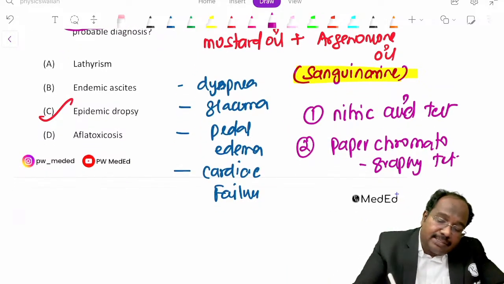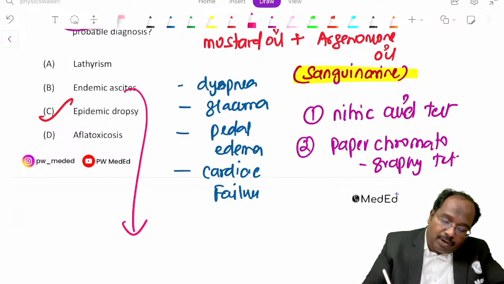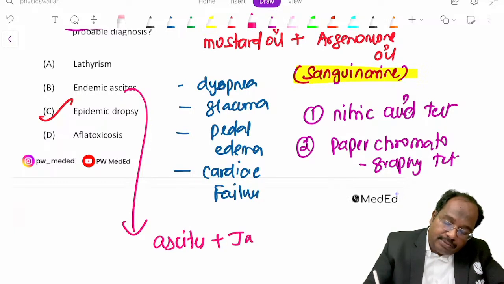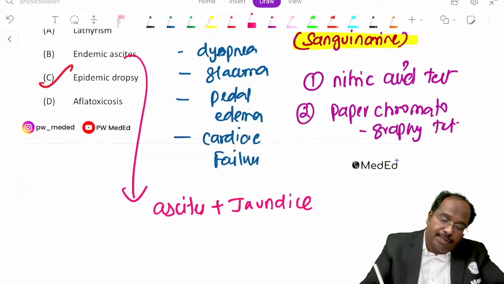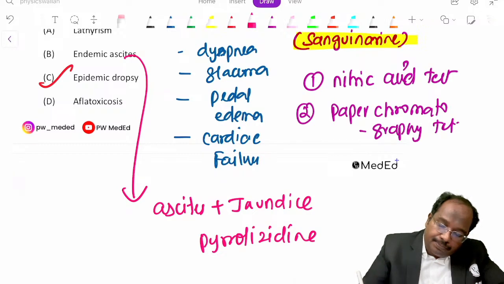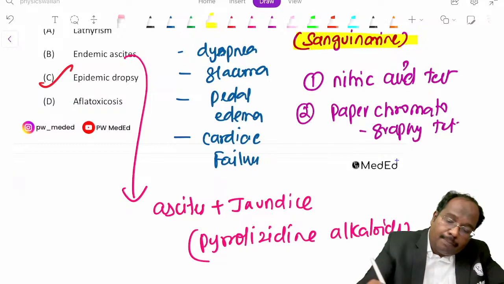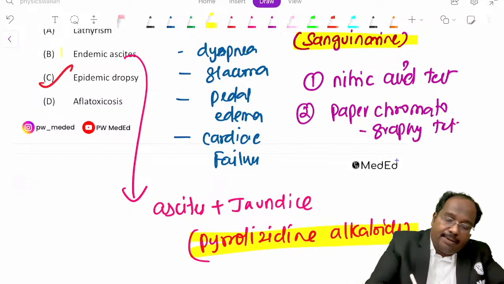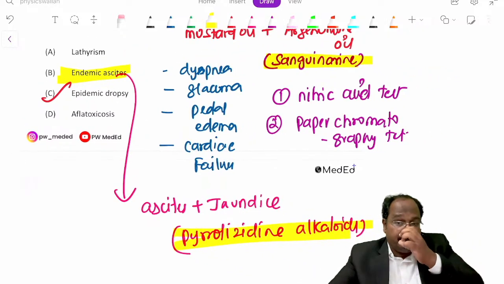So what is this endemic ascites? These cases were also reported. The patient presents with ascites plus jaundice. This is because of a toxin called pyrrolizidine alkaloids, guys. Endemic ascites happens because of pyrrolizidine alkaloids.